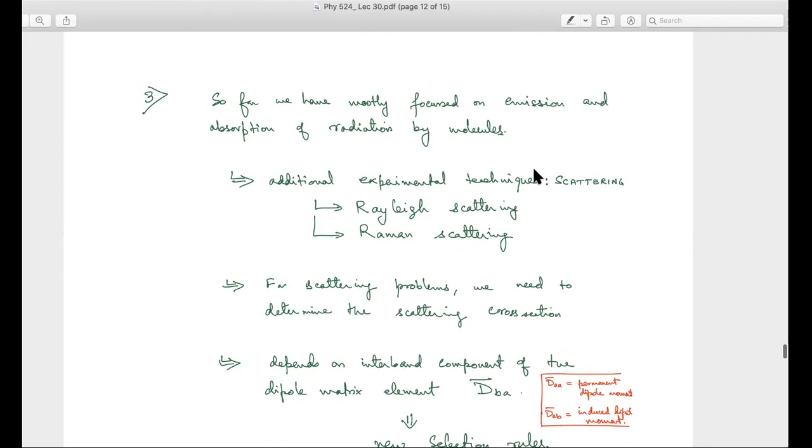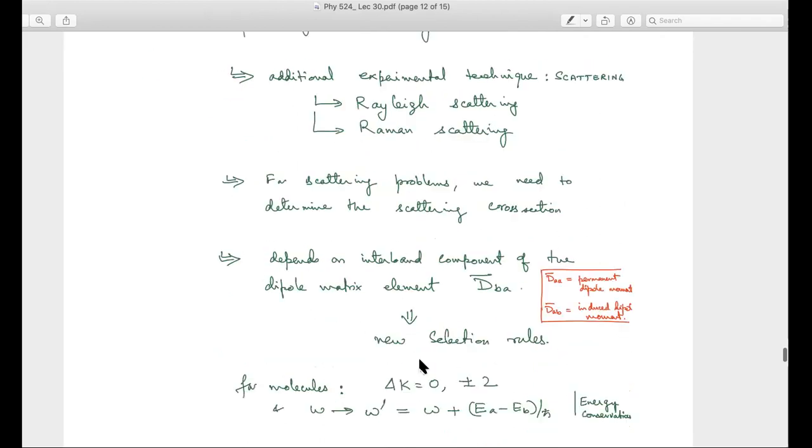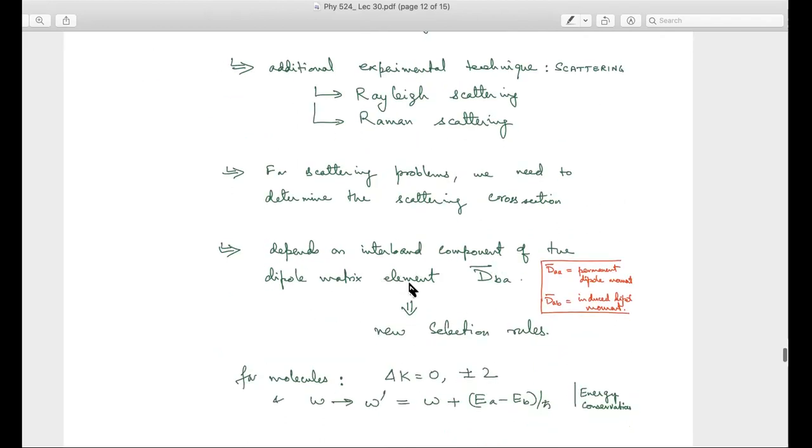So just like we defined whether angular momentum transitions are there or not, we have this P branch, Q branch, etc. Similarly, for light scattered from molecules, we can have these two kinds of scattering, Rayleigh scattering and Raman scattering. We'll see in a minute what it means. For these problems, we need to define the scattering cross section. We will not do this in detail, but we just want to say that it depends on the interband component of the dipole matrix element.